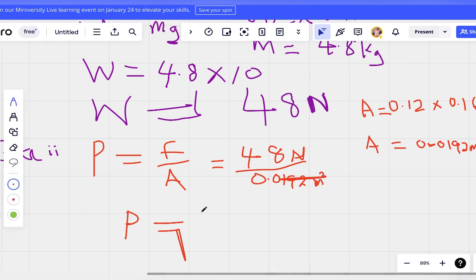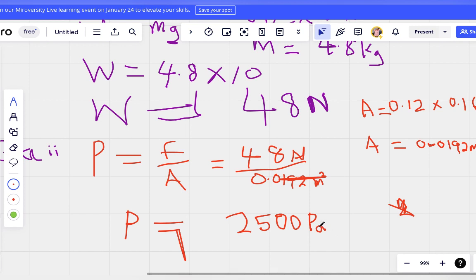Okay, this is equal to 48 divided by 0.0192. What do we get? 2,500. We get 2,500 Pascal. Now, let's assume you don't know or you forgot that the unit of pressure is Pascal. So what you can write, if you don't know, is 2,500 Newton over meter square.